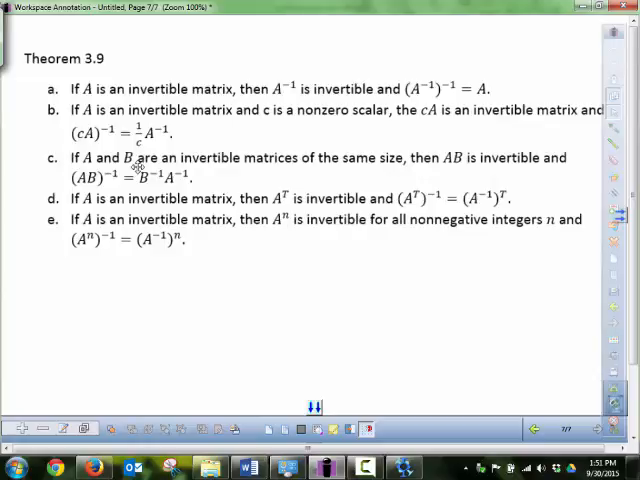And here now they're mixing up the inverse and the transpose. The inverse and the transpose are commutable operations. You can take the transpose first and then the inverse, or you can take the inverse first and then the transpose. And then taking this to a power is the same thing.